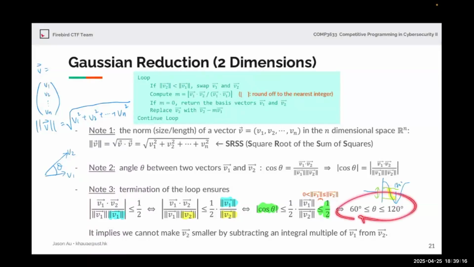So we ensure that the two vectors should have an angle between 60° and 120°. This ensures that the two vectors are almost perpendicular to each other, and it implies that we cannot make the vector v2 smaller by subtracting an integer multiple of v1 from v2. So this will terminate the loop. This is basically the mechanism behind Gaussian reduction.